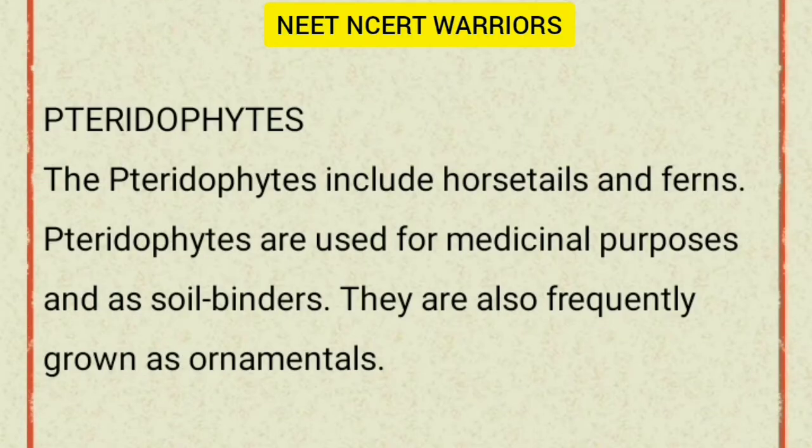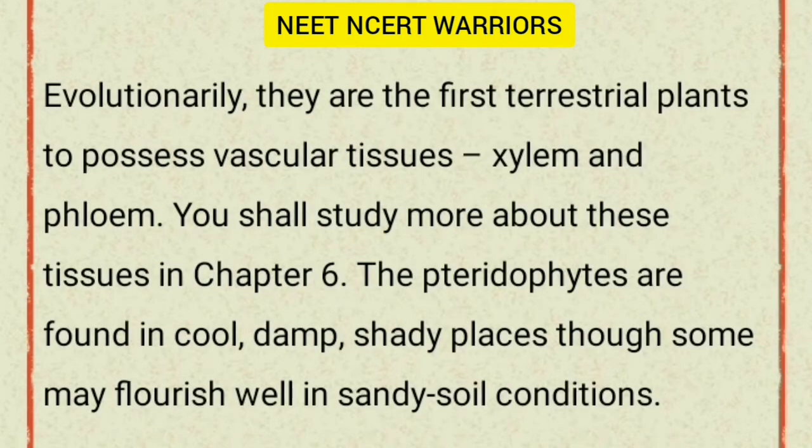Pteridophytes. The pteridophytes include horsetails and ferns. Pteridophytes are used for medicinal purposes and as soil binders. They are also frequently grown as ornamentals. Evolutionarily, they are the first terrestrial plants to possess vascular tissues xylem and phloem. You shall study more about these tissues in Chapter 6. The pteridophytes are found in cool, damp, shady places, though some may flourish well in sandy soil conditions.